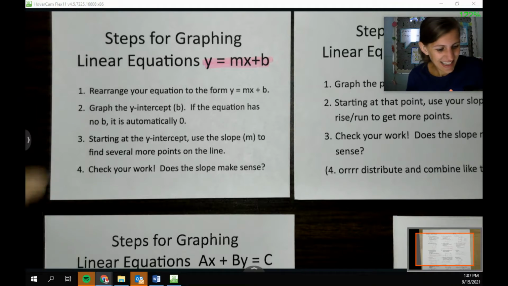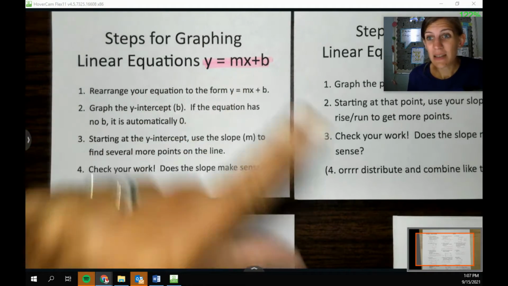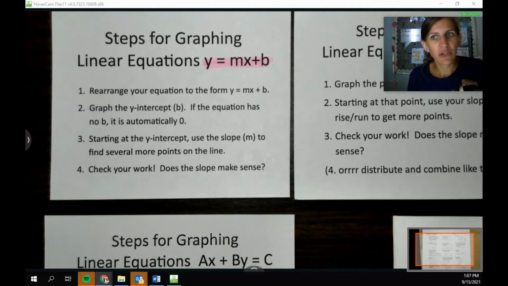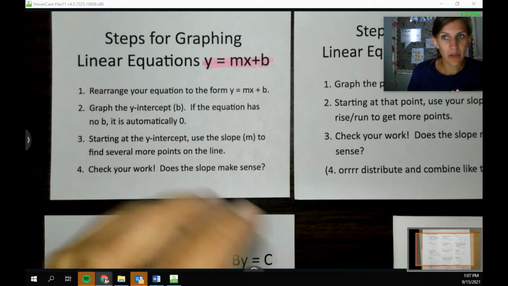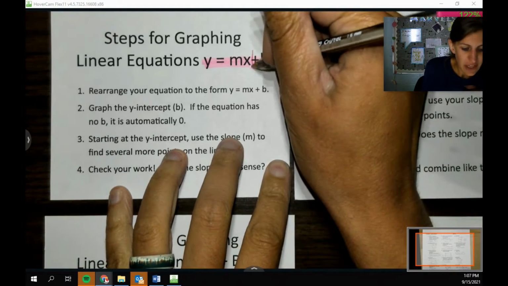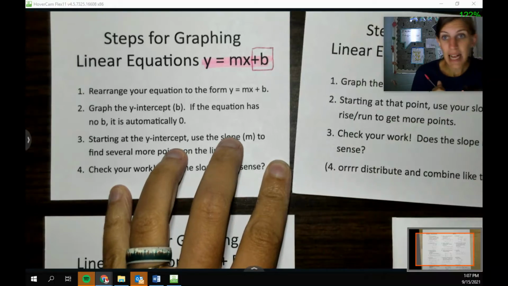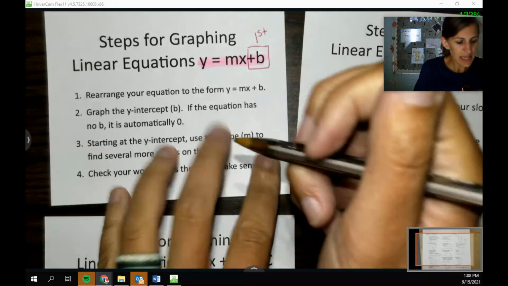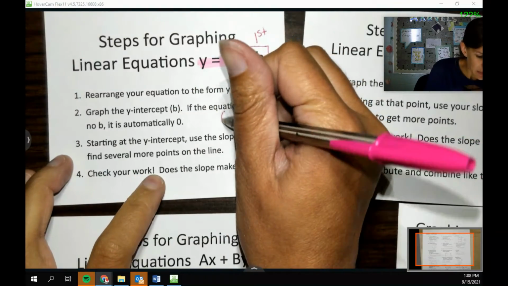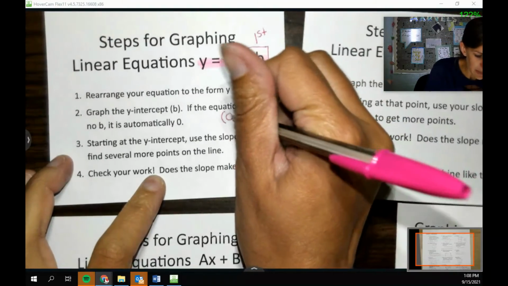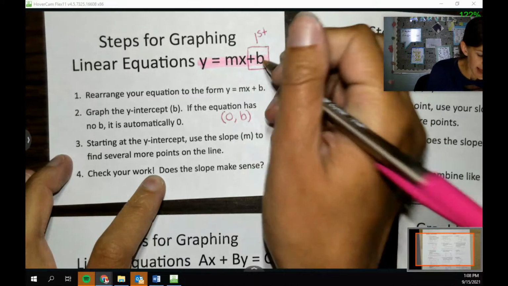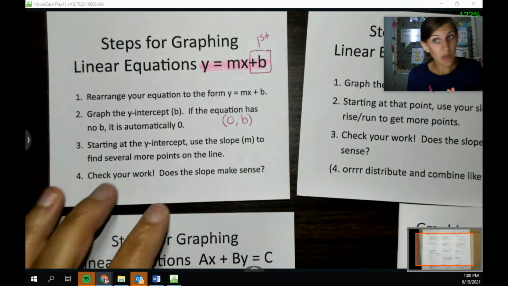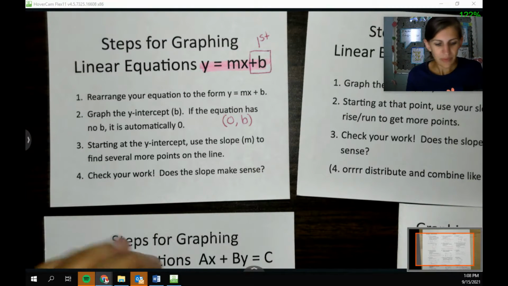Okay, back to it. If we are in y = mx + b, the reason your Algebra 1 teachers like it so much is because it's pretty straightforward and easy to graph. The first thing you want to identify is the number being added or subtracted. We are going to use that as our y-intercept. So this b number here is going to be our y-intercept. We're going to plot that first. If you don't see it, it's 0.